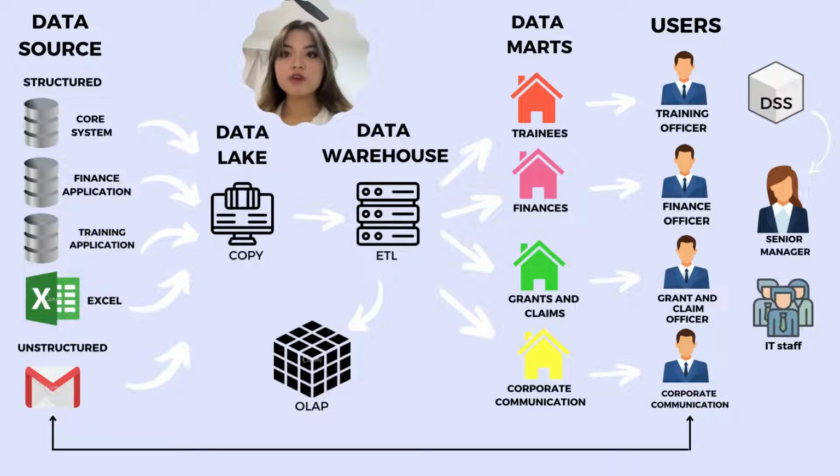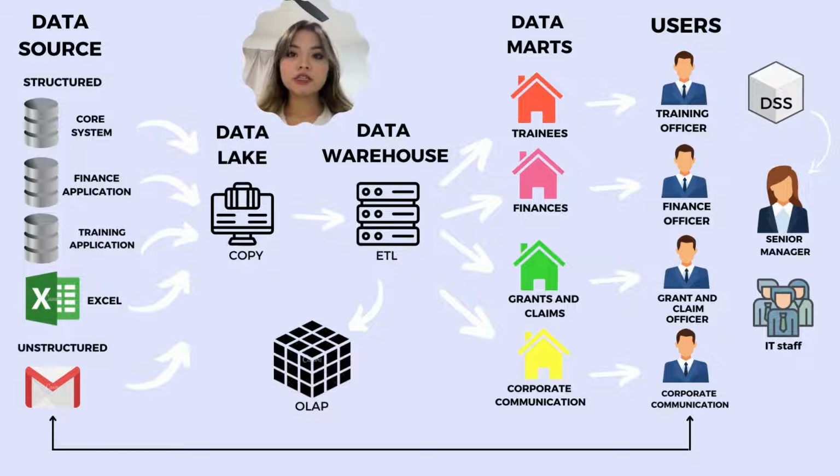Then, all the sources of data are copied and put into the data lake. The data lake can be used as a central storage for raw, unstructured, and structured data. Next, in the data warehouse, the ETL process pulls the raw data from the data lake, changes it, and loads it into the data warehouse. Based on the types of user, the data in the data warehouse will be put into single repositories.